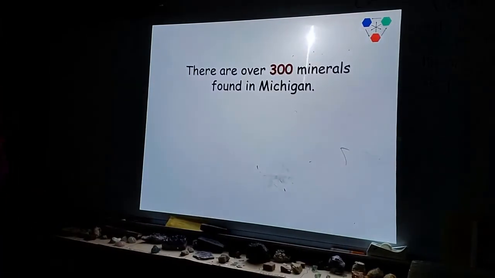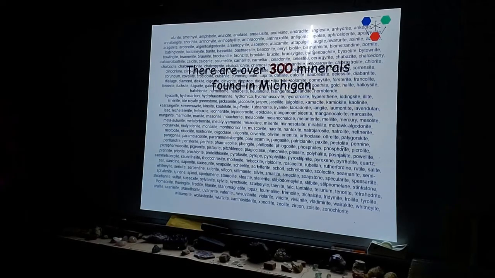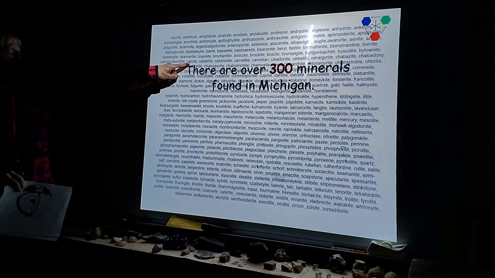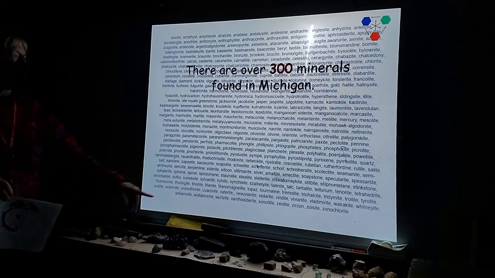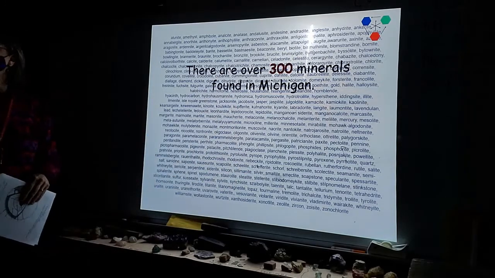All right, there are over 300 minerals in Michigan. There they are. Stand up when you think you see one that you recognize, please. Sure. I see calcite there. Amethyst, yeah. Zircon. Yeah, if you're looking up, you'll see them. Okay, have a seat.